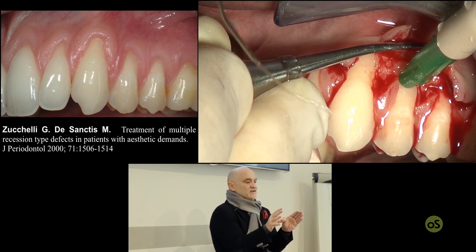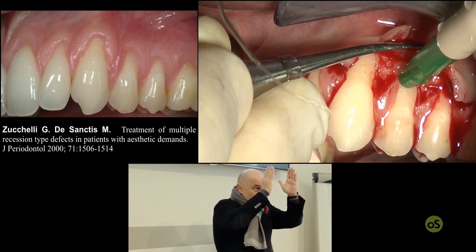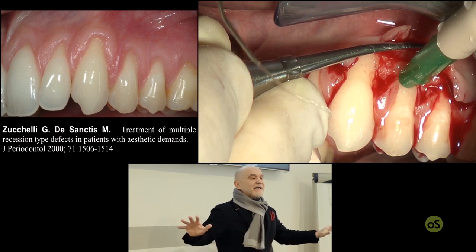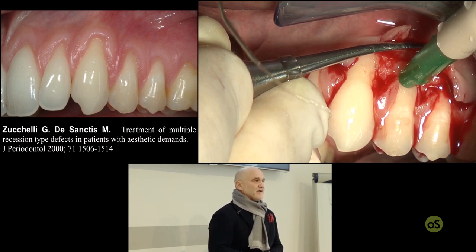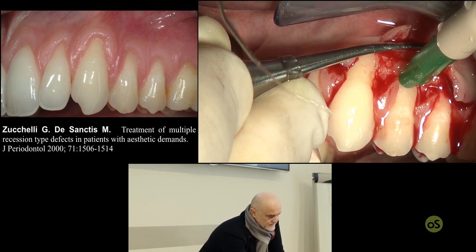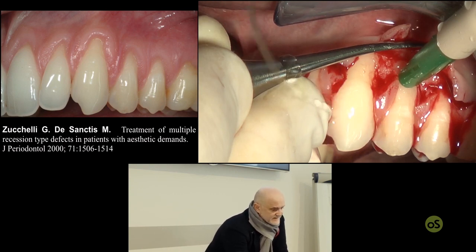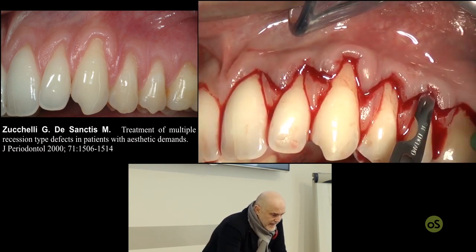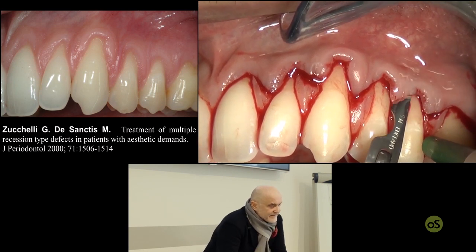Once the full thickness elevation of the flap has been done in the 4 teeth in the middle, I can make the full thickness elevation in the peripheral. Otherwise, the risk to tear the tissue in the peripheral aspect of the flap is really very high. Okay, now it's time for the split.